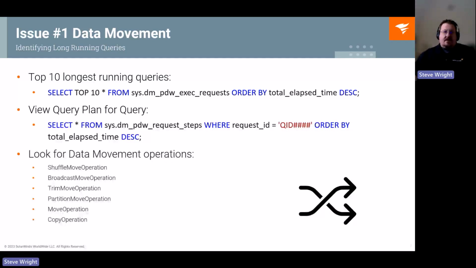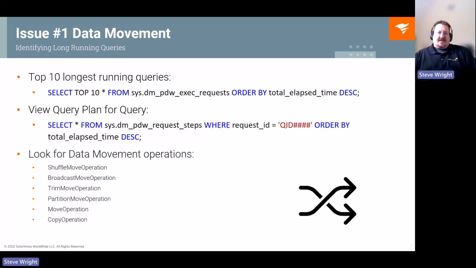you've identified your culprit. You can look into the query again: how is it doing its joins and group bys, and how is the data distributed? Are there ways that I can select a different hash, or if it's round robin, can I hash distribute it to improve the performance of that query and minimize that data movement?